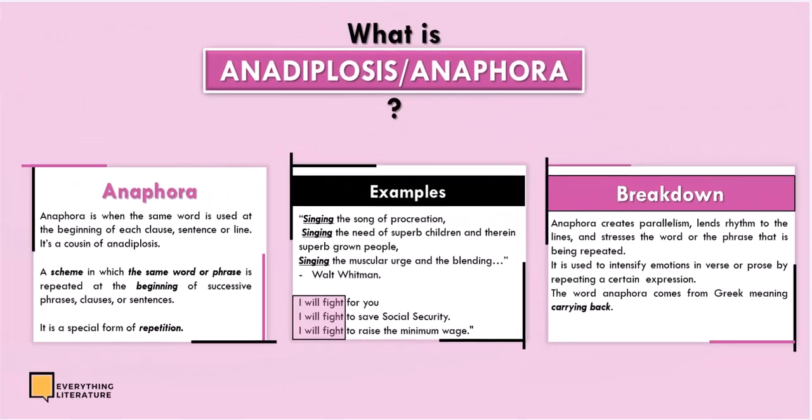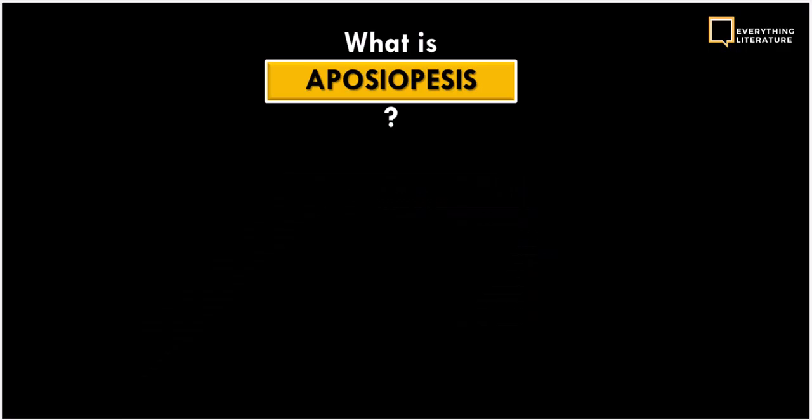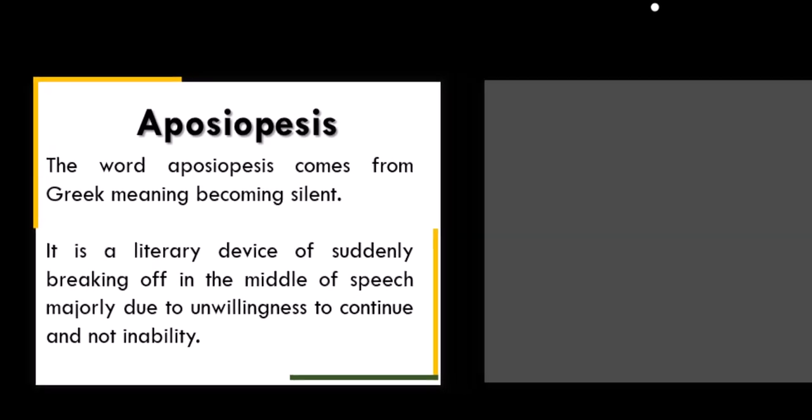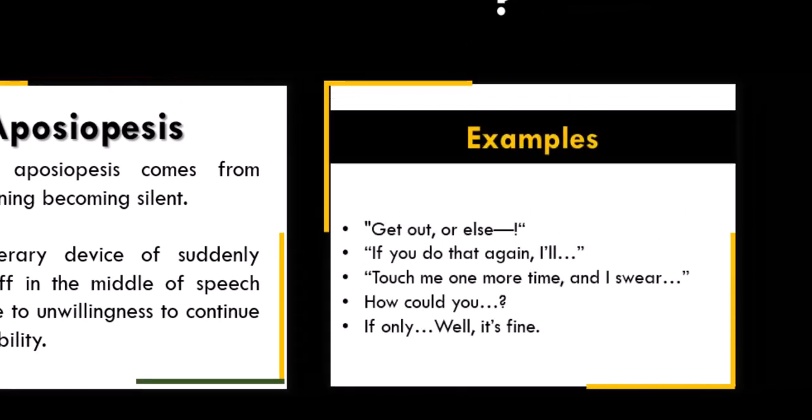Next we have aposiopesis. The word aposiopesis comes from Greek meaning becoming silent. It is a literary device of suddenly breaking off in the middle of a speech, majorly due to unwillingness to continue and not actually due to inability to talk or to continue. Okay, so examples: get out or else. If you don't do that, I will. Touch me one more time and I swear. How could you? If only. Oh well, it's fine.